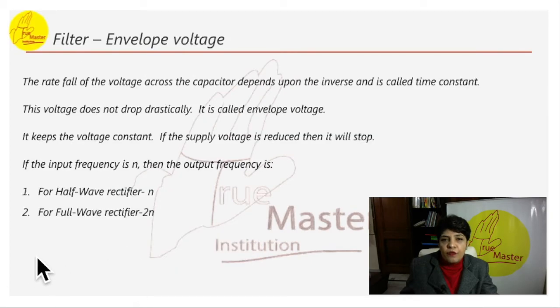The rate of fall of voltage across the capacitor depends on the time constant. This voltage does not drop drastically and it is called envelope voltage. It keeps the voltage kind of constant, like 10, 9.5, 10, 9.5. If the supply voltage is reduced, then it will stop. If the input frequency is N, then the output frequency for a half wave rectifier is N and for the full wave rectifier it is 2N.